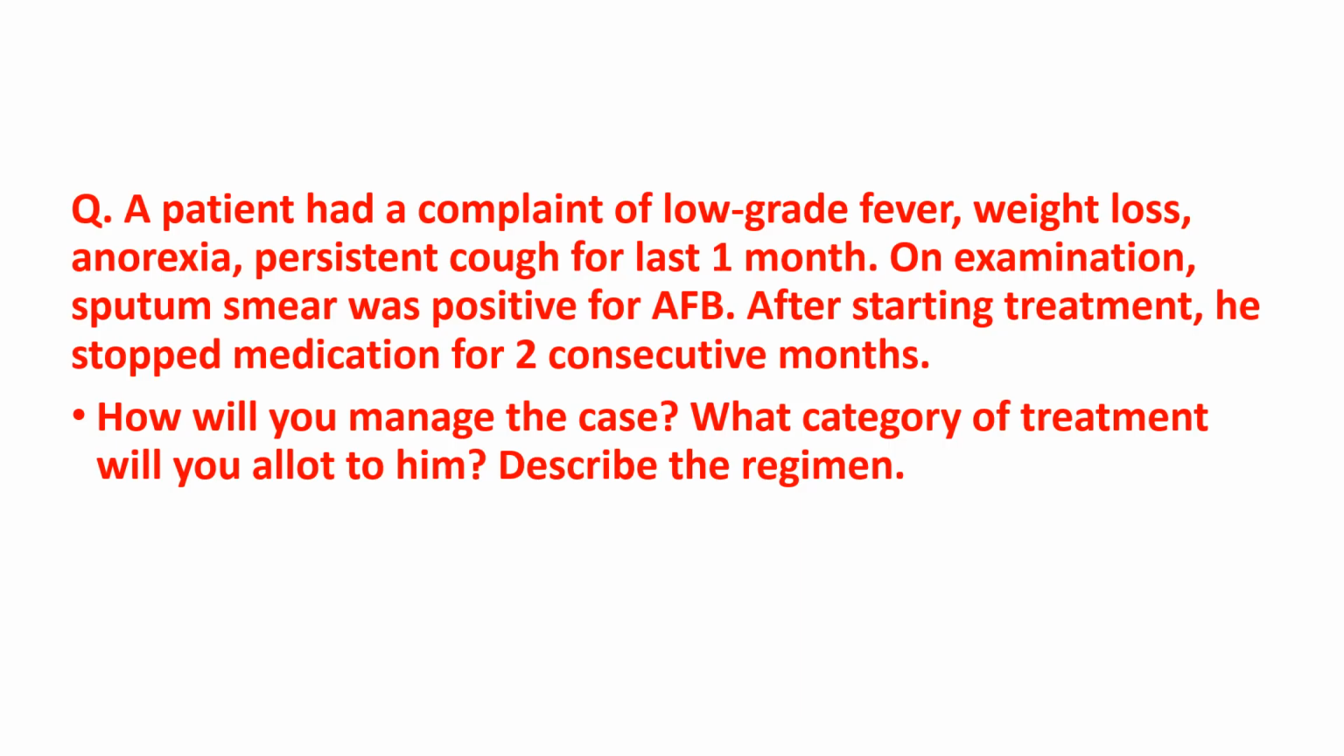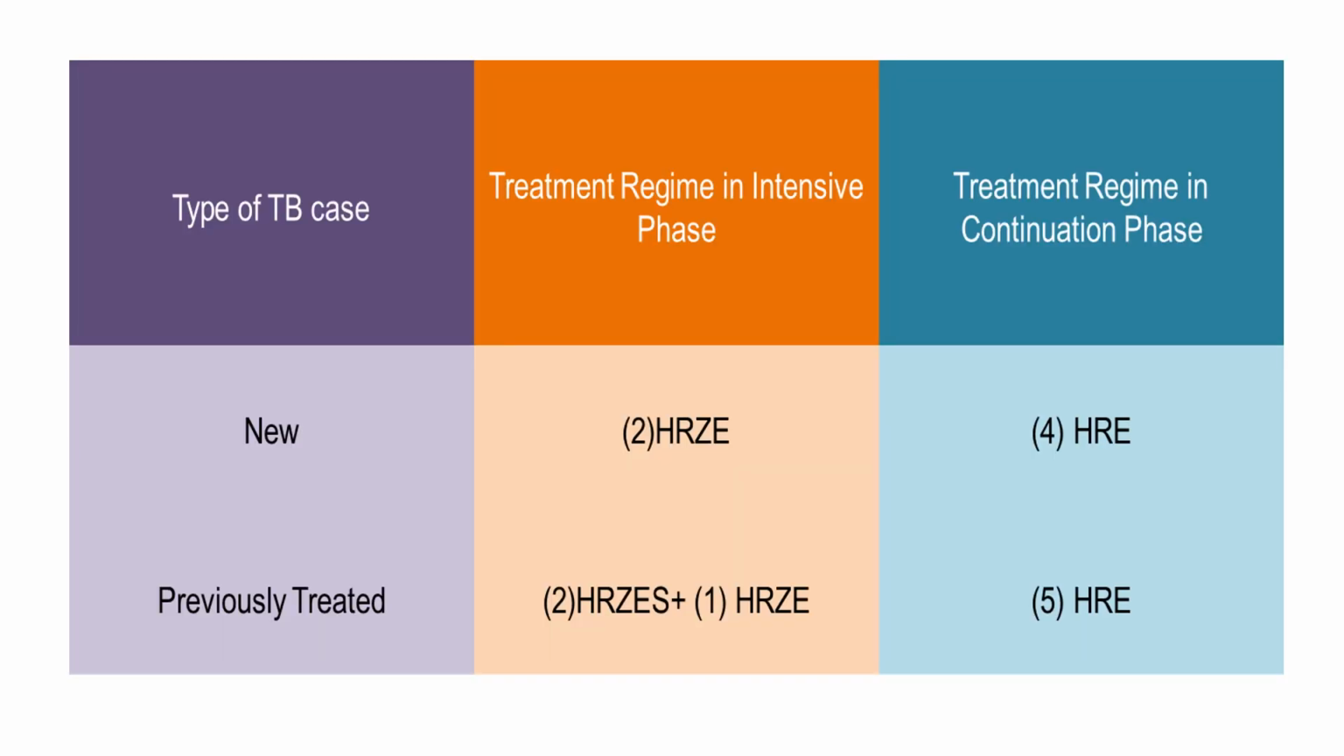Now coming from the dog bite, we come to a very important problem card. A patient had a complaint of low-grade fever, weight loss, anorexia, persistent cough for the last 1 month. On examination, sputum smear was positive for AFB. After starting treatment, he stopped medication for 2 consecutive months. How will you manage the case? What category of treatment will you allot to him? And describe the regime. So it goes without saying, this is tuberculosis, pulmonary tuberculosis.